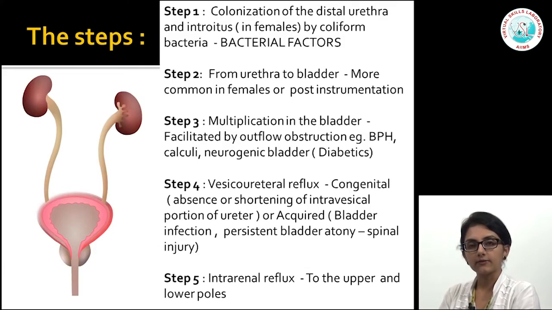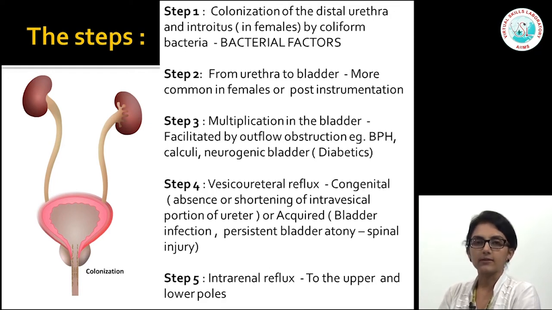So, how is it that infection enters the bladder and goes up into the kidney? This is a multi-step process. The first step, of course, is colonization of the distal urethra or the introitus in females by these coliform bacteria. Contributing to this are various bacterial factors. The bacteria bear adhesins on their pili, and there are certain adhesins which have more propensity to maintain infection in the bladder and thereby predispose to a pyelonephritis.